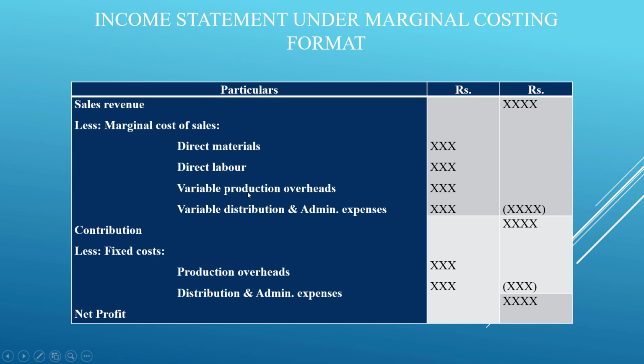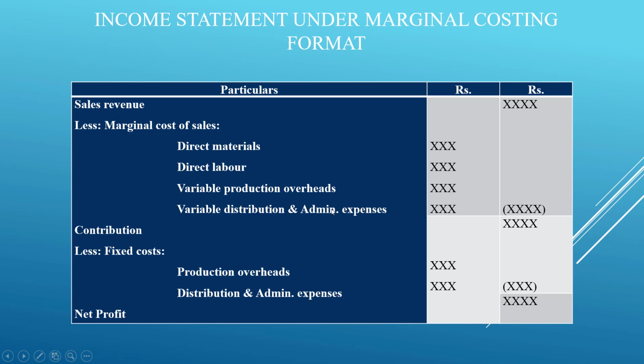It might be given like variable manufacturing overhead, sometimes variable something, any other names. Even if it is given, don't worry about it. You just have to write, if variable is given, then it will be included in this marginal cost of sales part. Okay, now variable production overhead, as an example I have kept here, whatever amount will be given, you have to write it down.